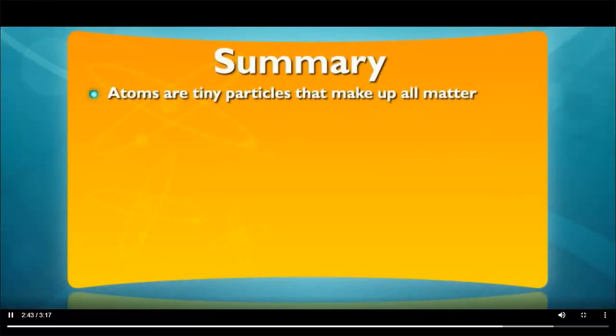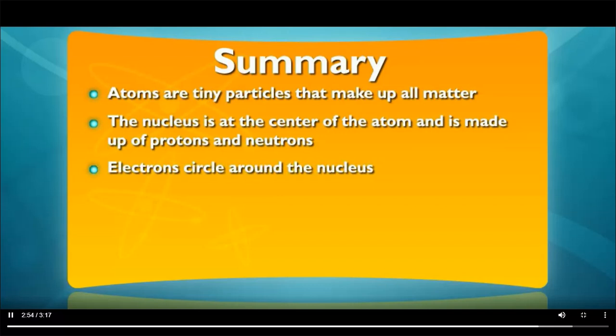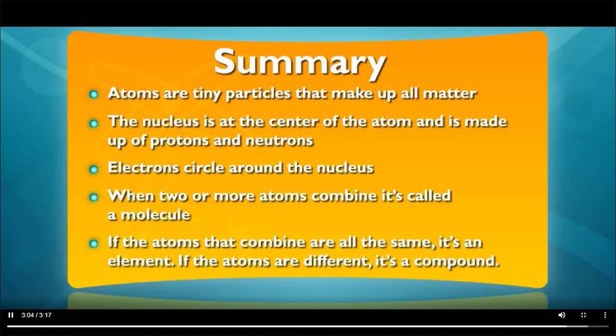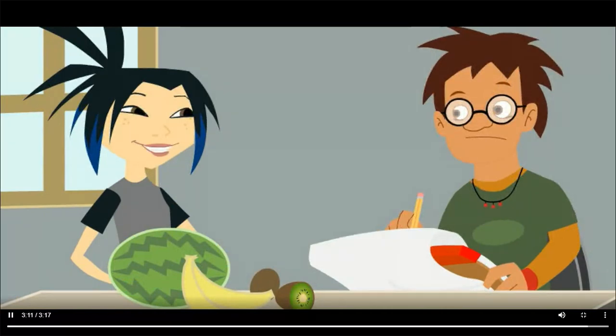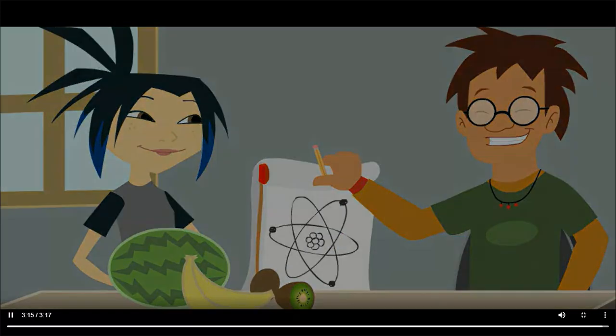Seriously, all matter is made up of these tiny particles called atoms. We can't see them unless we use a super strong microscope. There's the nucleus at the center made up of protons and neutrons. Then there are the electrons that circle around the outside of the nucleus. When 2 or more atoms combine, it's called a molecule. If the atoms that combine are all the same, it's an element. If the atoms are different, it's a compound. So, Sam, still think atoms don't count? They count all right. Atoms are a work of art.